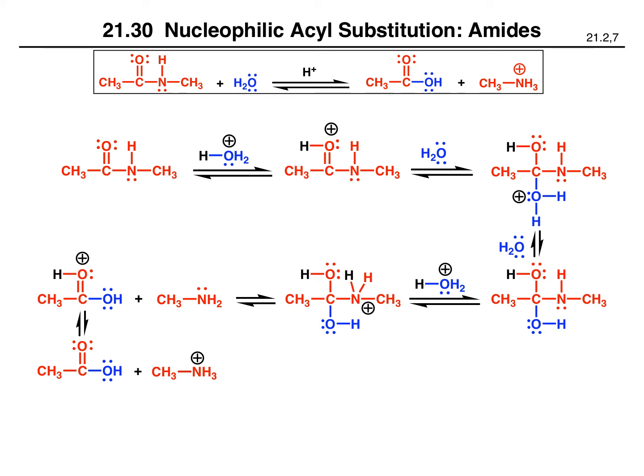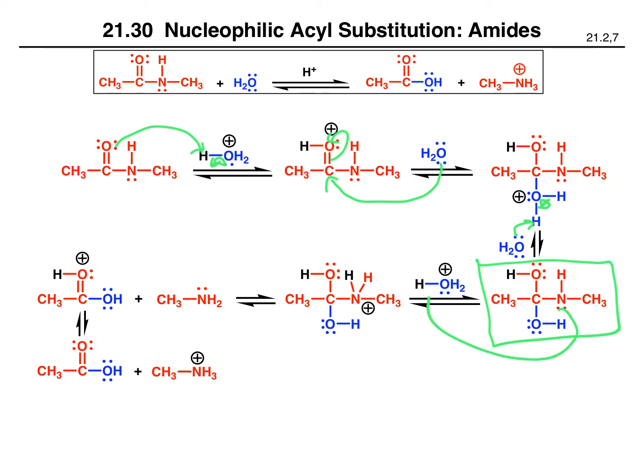So our carbonyl oxygen can grab a proton, and so we have our protonated amide, which makes the carbonyl carbon more electrophilic, so water can add to the carbon, push these electrons up onto the oxygen, giving us this protonated intermediate. Another molecule of water can grab off a proton, putting the electrons back onto the oxygen, giving us this tetrahedral intermediate.